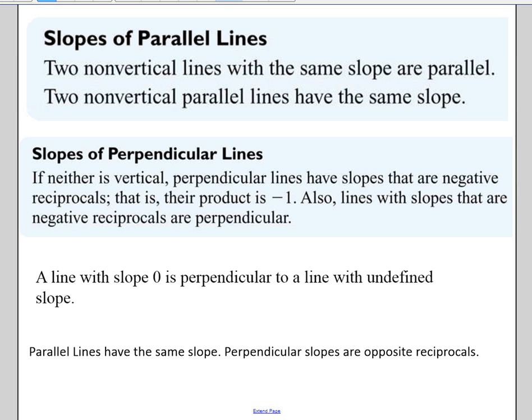The line with a slope of 0 is perpendicular to the line with undefined slope. Remember, horizontal lines have 0 slope and vertical lines have undefined slope. Those lines are perpendicular. So in summary, parallel lines will have the same slope and perpendicular lines have slopes that are opposite reciprocals.